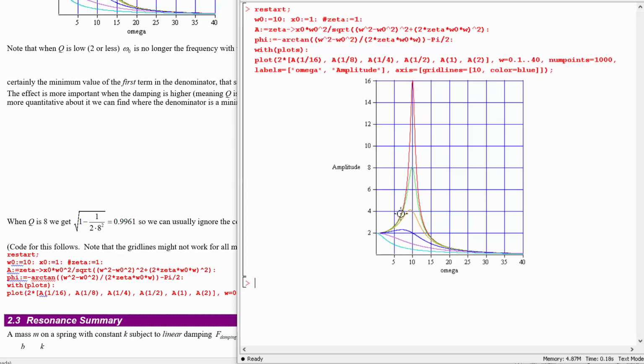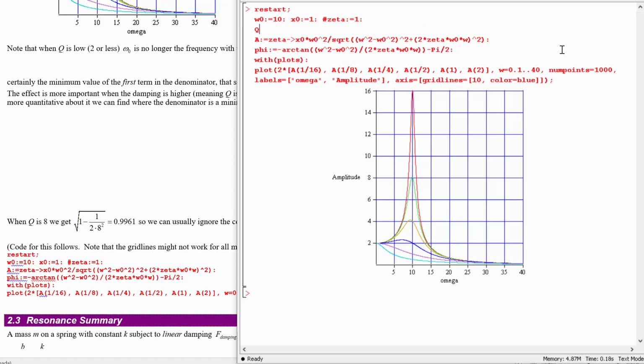Yeah, so the top one here is zeta is equal to a 16th, and then we've got zeta is an 1/8, and zeta, the damping ratio, that is, a quarter, a half, and then 1 and 2. So we could also write out what quality factors these correspond to. Let's see. So the quality factor is 1 over 2 zeta. So Q1 is 1 over 2 times 1 over 16, right?